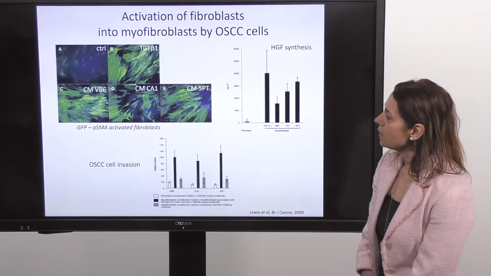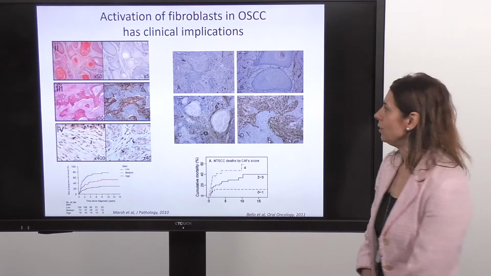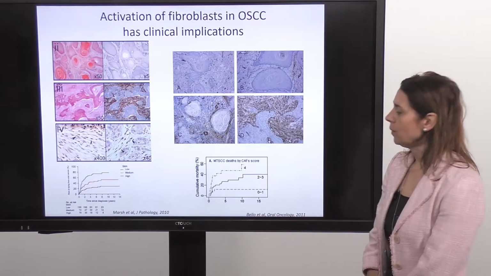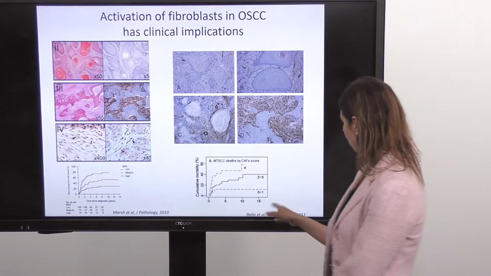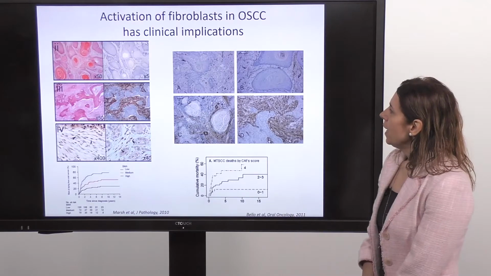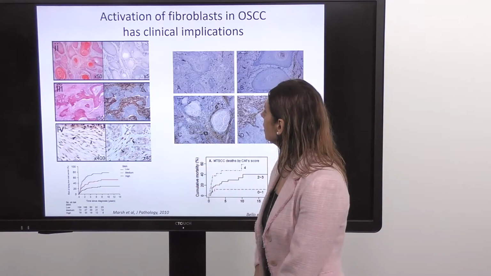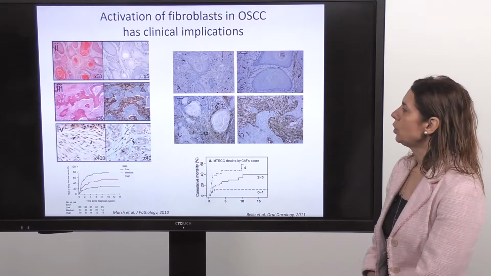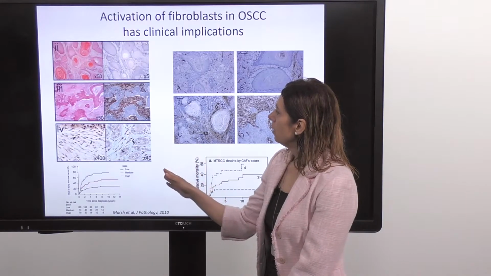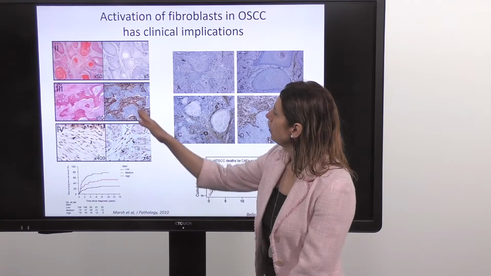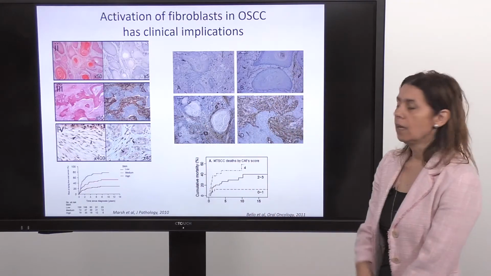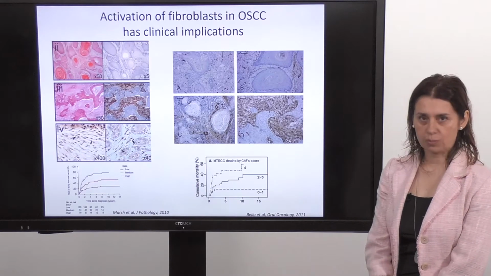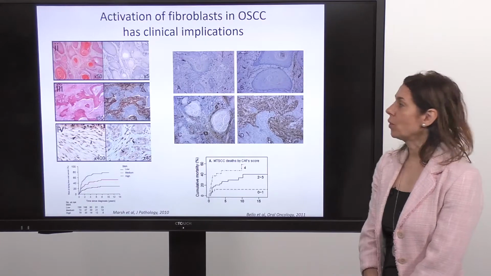After that, alpha smooth muscle actin has been investigated in patient material. Here there are two studies published almost at the same time, one from the lab of Gareth Thomas, one from the lab of Tuula Salo. One looks at oral squamous cell carcinoma, the other looks at mobile tongue carcinoma. They both show that in some cases there is increased expression of alpha smooth muscle actin, and higher expression is correlating with a poorer prognosis.